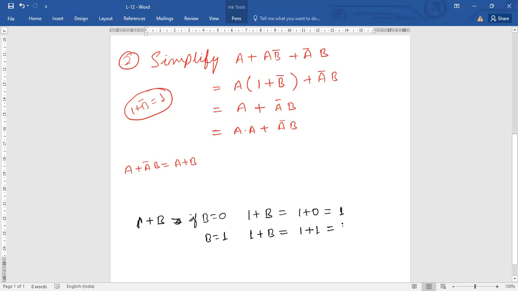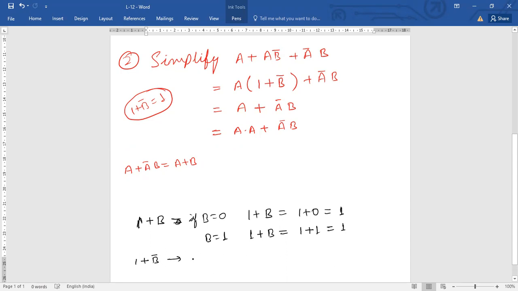Sir, it is 1 because this is not binary addition. If we do binary addition, the result will be different. We are using Boolean algebra. Okay, now we have the data as 1 plus b bar.